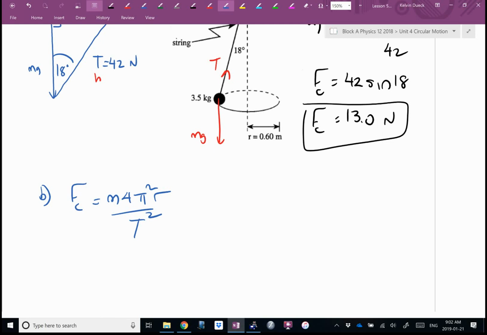How am I going to get the period by itself? I think, Samira, am I going to times the T squared there, move the Fc there, and that would give me a T squared? How to get rid of a squared? Yeah. So if I'm hearing you correctly, you're telling me period is going to be the square root of m 4 pi squared r over Fc. Is that right, I think?